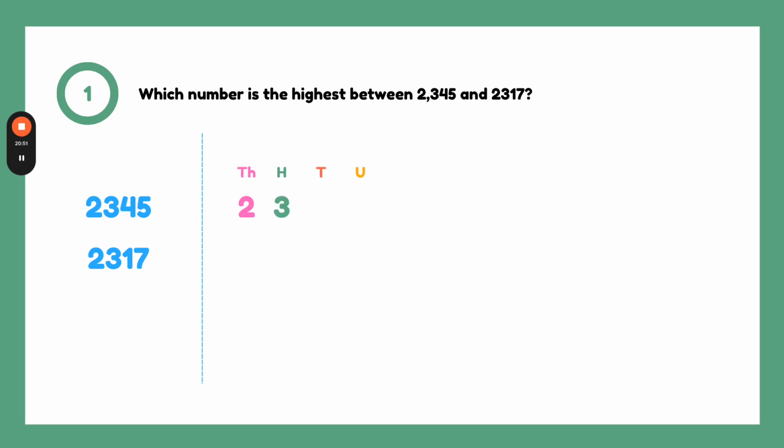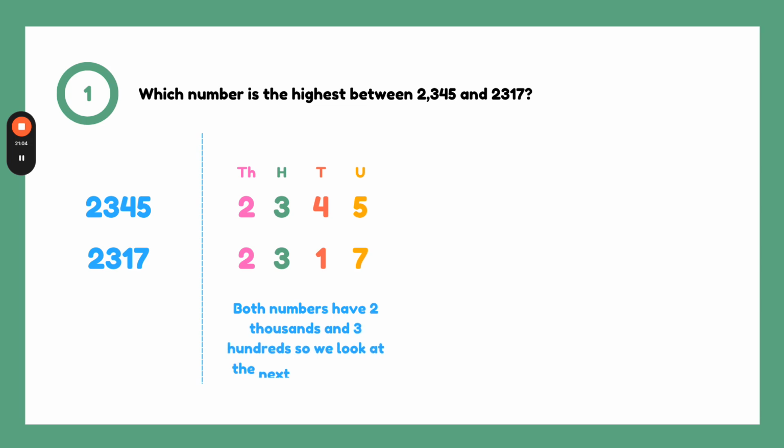So 2,345 and 2,317. When we want to compare or see which number is bigger between the two numbers, we need to compare from column to column in our place value table. So let's start with looking at our thousands column.